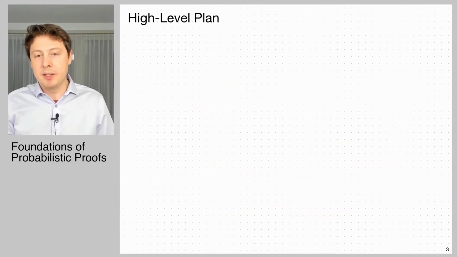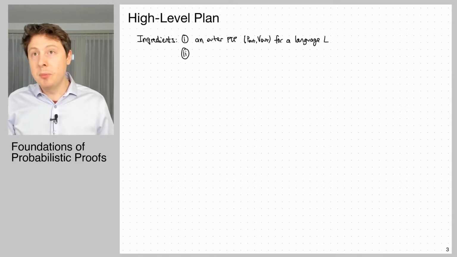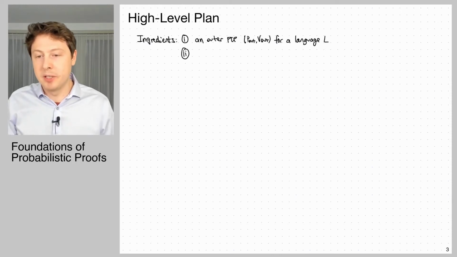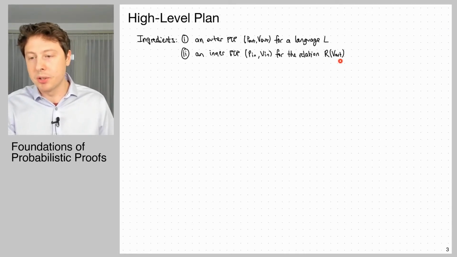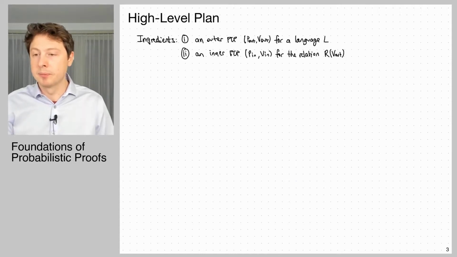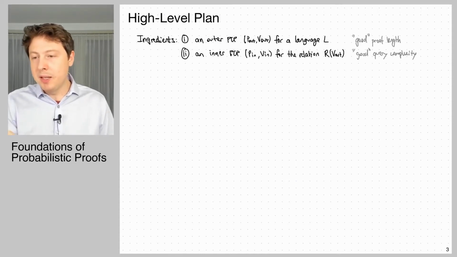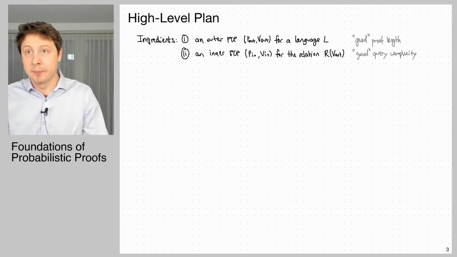So the high-level plan is that we'll have 2 ingredients, the 2 PCPs we start from, and one of them will be designated as the outer PCP, and it will be for the target language that we care about. And the second PCP will be designated as an inner PCP. It will not be about the language we care about, it will be about some relation that has to do with the verifier of the outer PCP. We'll talk about this in detail. Roughly speaking, the outer PCP is the one that will have the good proof length, and the inner PCP will be the one that has the good query complexity, at a high level.